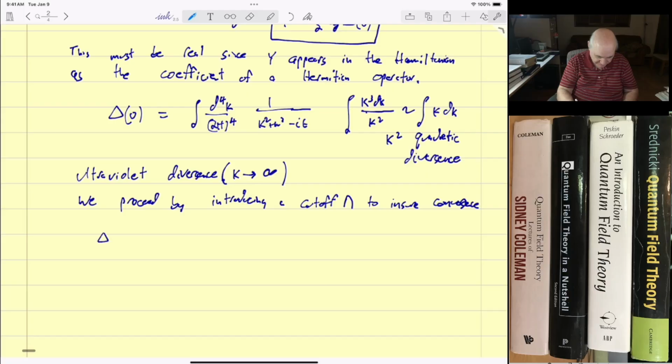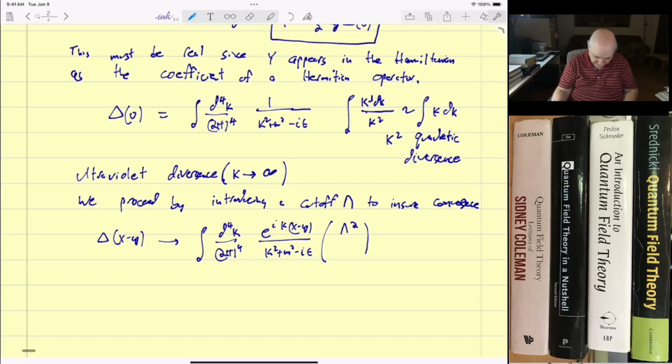We modify our propagator, so we have something like the integral of d4k over (2 pi)^4 e^(ik(x minus y)) times 1 over k squared minus m squared minus i epsilon. We will do something like lambda squared divided by k squared plus lambda squared minus i epsilon.